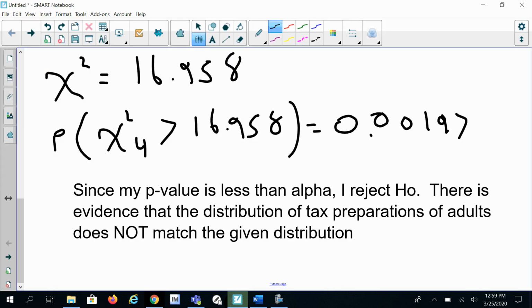And then the same thing applies with our conclusion we've written a million times. It should be really easy to do the conclusion now because you've already written the alternative in words. You just copy that down. There is evidence is the only part that you have to think about. There is evidence that the distribution of tax preparations of adults does not match the given distribution. If for some reason my p-value is big, the only thing that would have changed is I would have said there is no evidence that the distribution of tax preparation of adults does not match the given distribution.